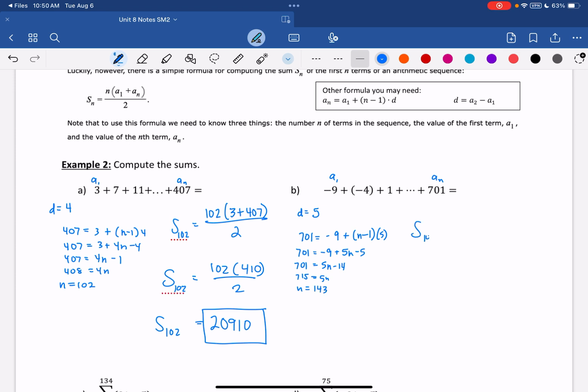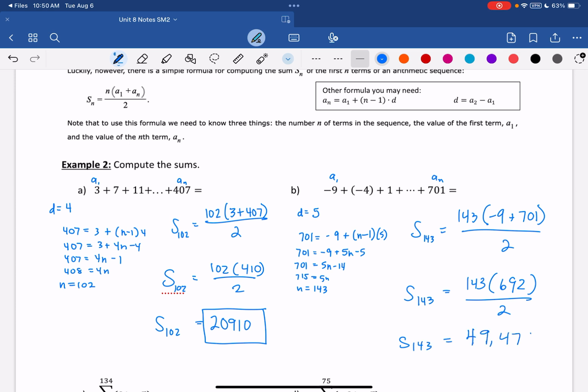So the sum of our first 143 terms in this sequence is equal to 143 times -9 plus 701, divided by 2. So that's 143 times 692 divided by 2. So this sum is 49,478. I'm not doing that math in my head. I am using a calculator. Don't panic.